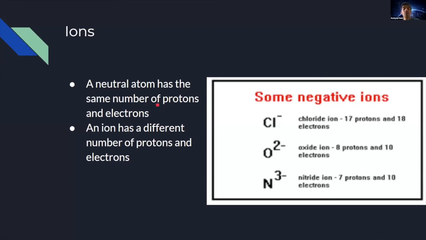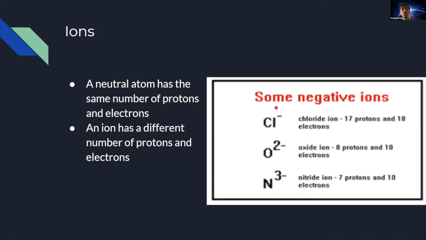But what if there was a different number of electrons? Then that atom would be considered an ion. So this image has Cl. This stands for chlorine. So the chlorine element. Now there's a negative next to chlorine, and that's because this chlorine atom has 1 more electron than proton.